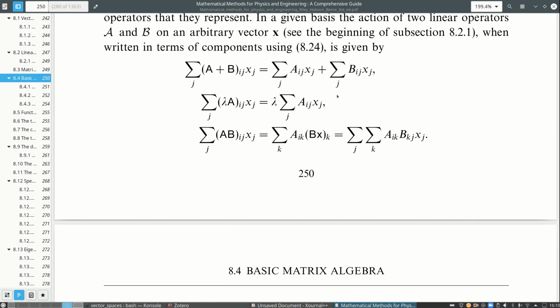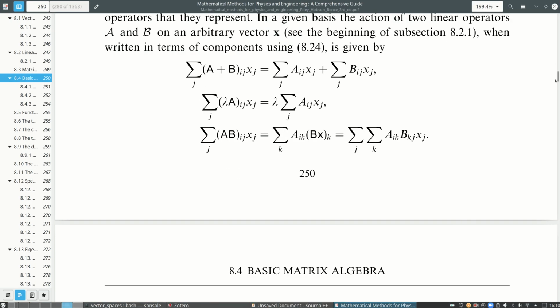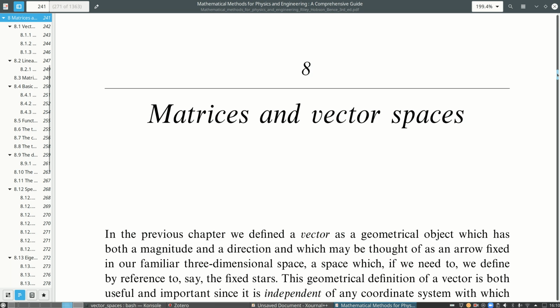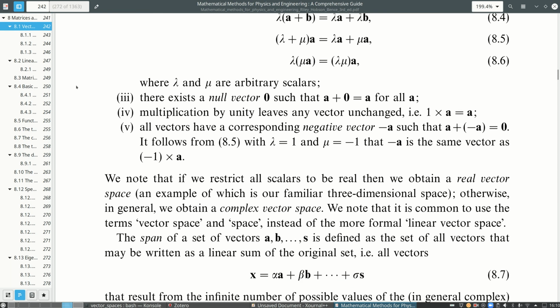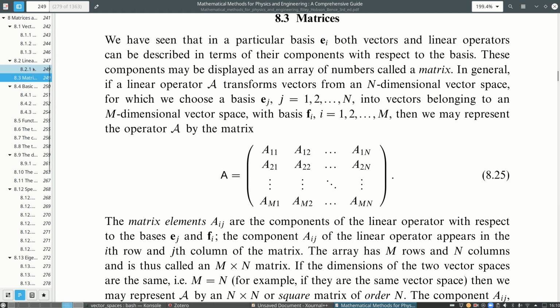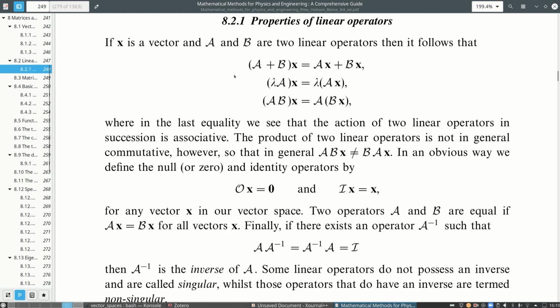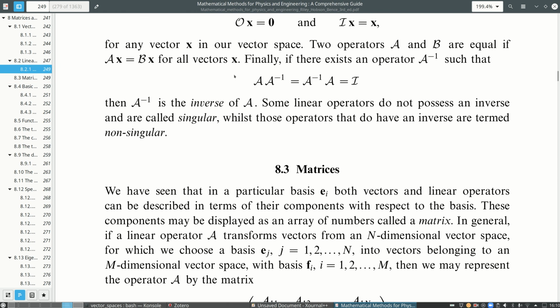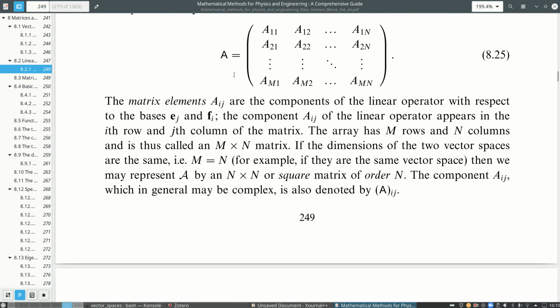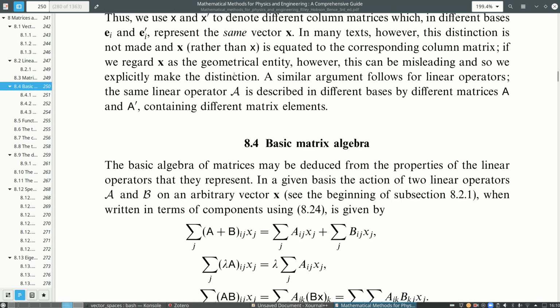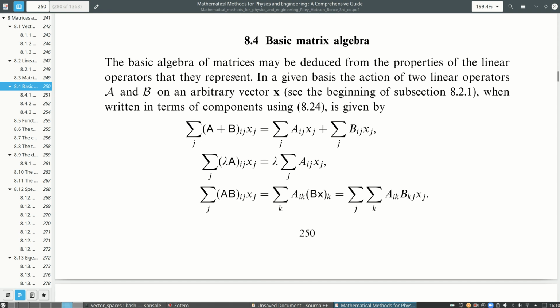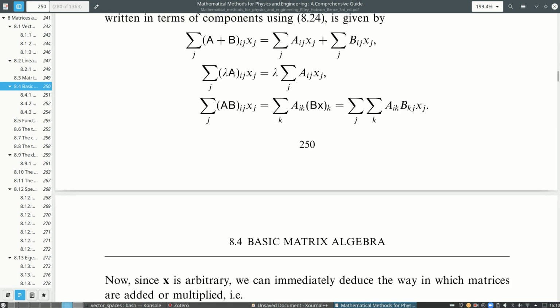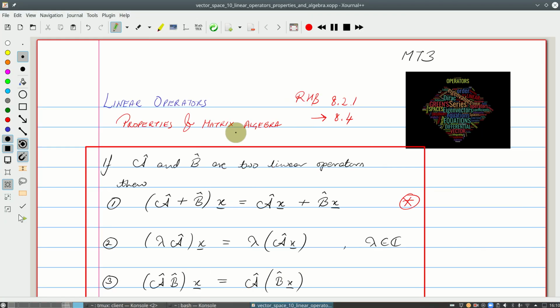I do want you to, as always, this goes without saying, look at section 8, look at the sections, actually read them, and understand the material from both my lecture notes and these sections. So we are going to do quite a bit now, and we're actually going to work towards matrix multiplication and matrix addition. Alright, so let's get here.